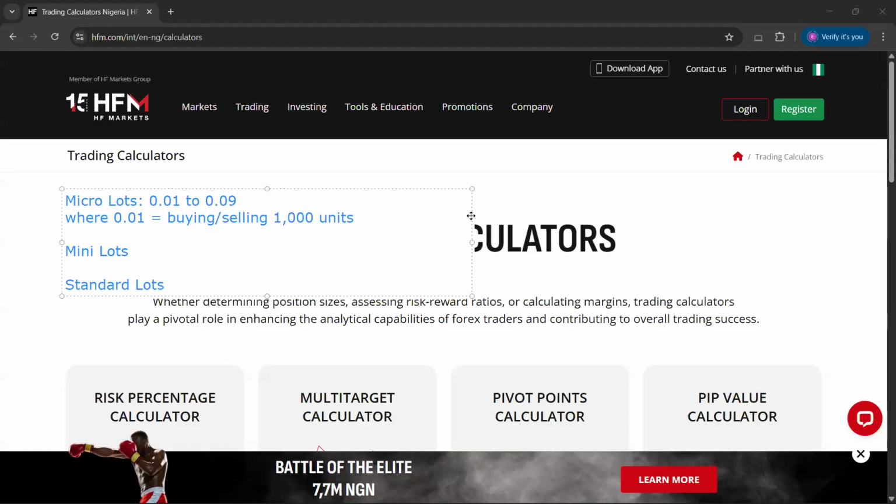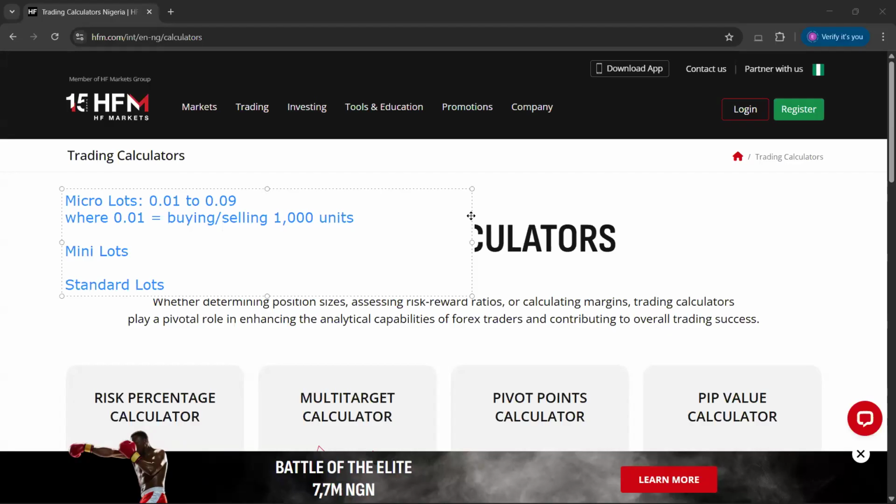It then means that if you're trading 0.02, you're trading 2,000 units of the asset in question. If you're trading 0.03, you're trading 3,000 units. If you're trading 0.04, you're trading 4,000 units, 0.05, about 5,000 units. If you're trading up to 0.09, it works out to about 9,000 units of the asset in question.